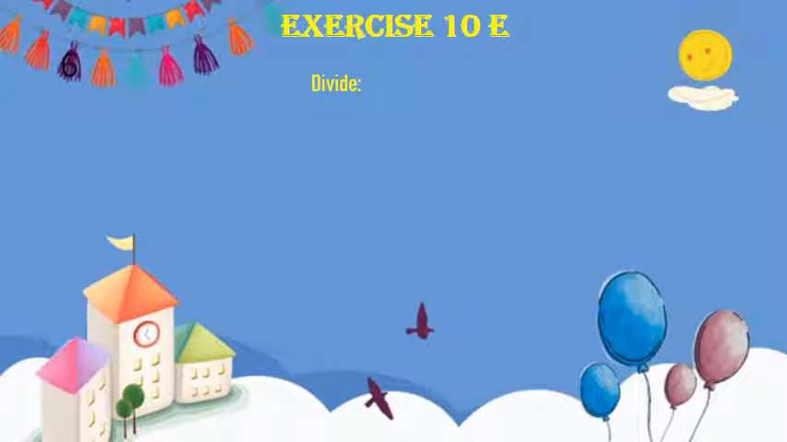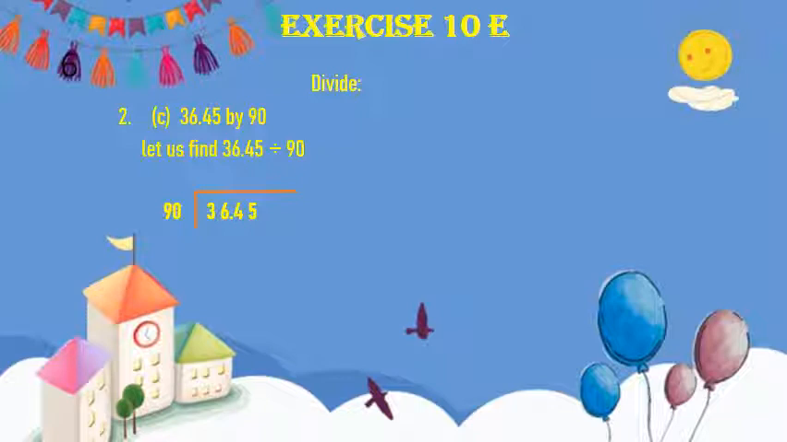So now children, let's do the second question. C part of question number 2. Here we have to divide 36.45 by 90. So let us see how we will divide 36.45 by 90.